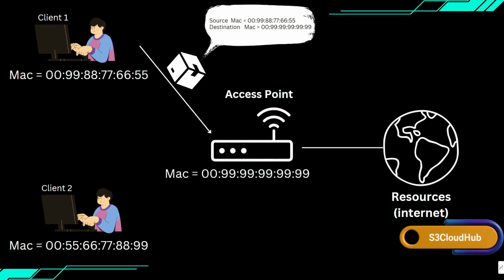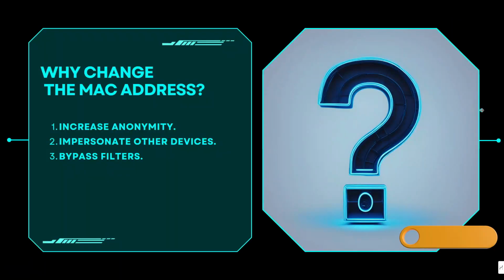It's used within a network to identify devices and helps transfer data between them. Every data packet sent over a network has a source MAC address, where it's coming from, and a destination MAC address, where it's going. Since the MAC address is unique to each device, changing it can help you stay anonymous on a network. For example, some networks only allow specific devices to connect based on their MAC addresses. By changing your MAC address, you can pretend to be a different device, bypass filters, or hide your real identity.